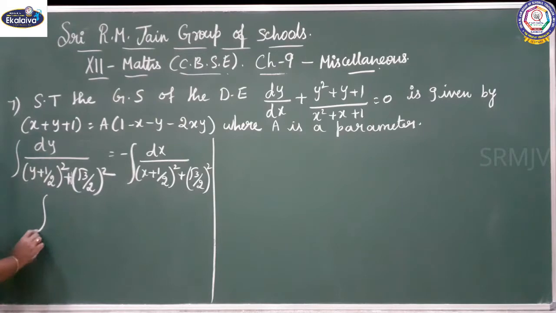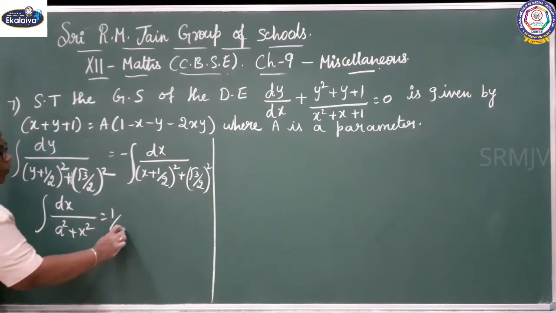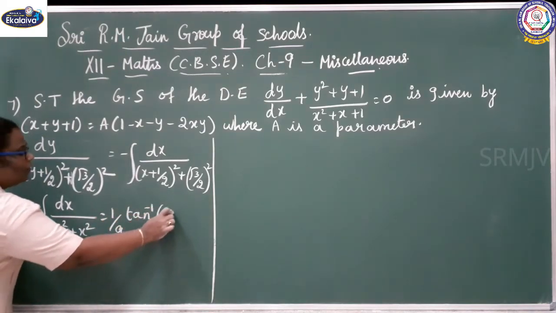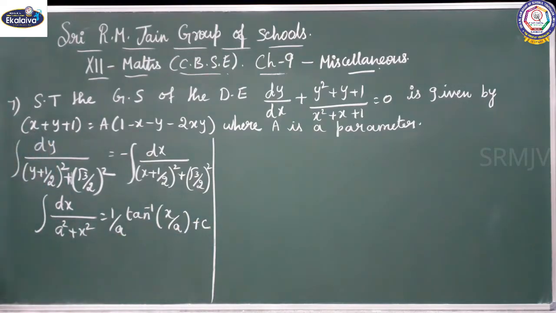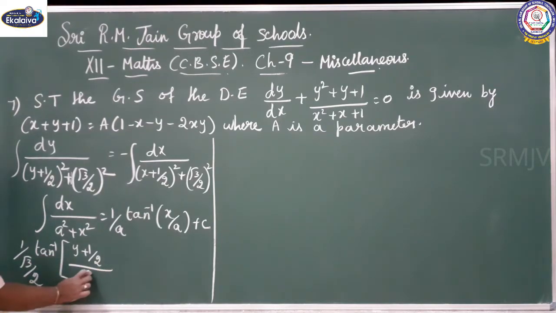What is the formula we can apply here? Integral dx by a square plus x square equal to 1 by a tan inverse of x by a plus c. See, what is the a value here? Root 3 by 2, and x value is y plus 1 by 2. So 1 by root 3 by 2 tan inverse of x value, which is y plus 1 by 2, by root 3 by 2.